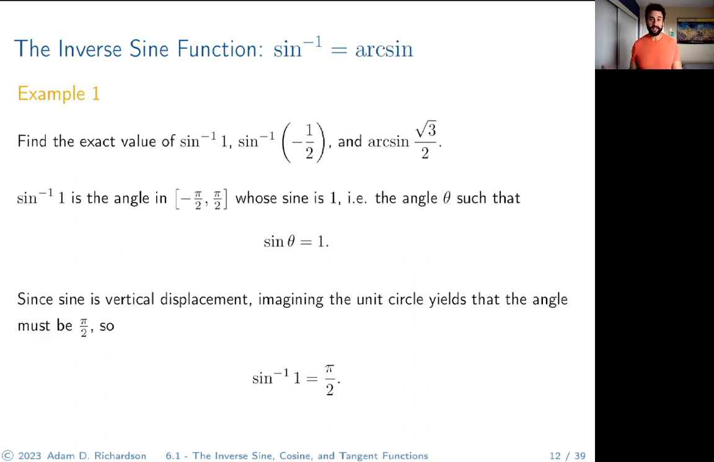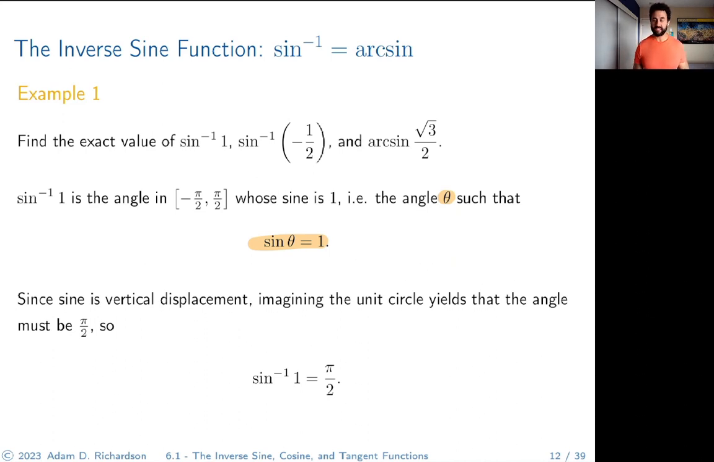The first one we actually already did. What is sine inverse of 1? That's the angle in negative pi over 2 to pi over 2, whose sine is 1. So in other words, it's the angle theta, such that sine of theta equals 1. Well, since sine is vertical displacement, you imagine the unit circle and you think about where that vertical displacement is going to be 1, and then you can clearly see that it's going to be pi over 2. That's the angle that will give you a sine value of 1. So arcsine of 1 is pi over 2.